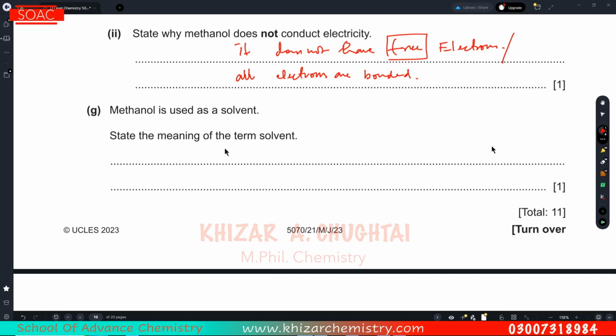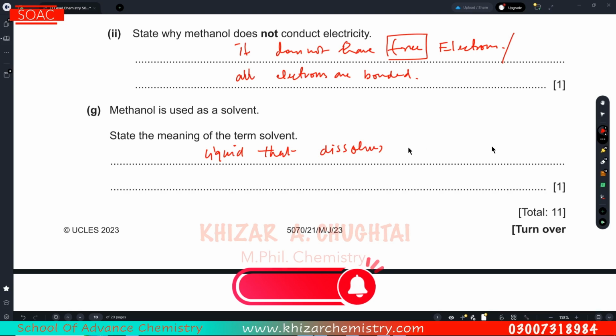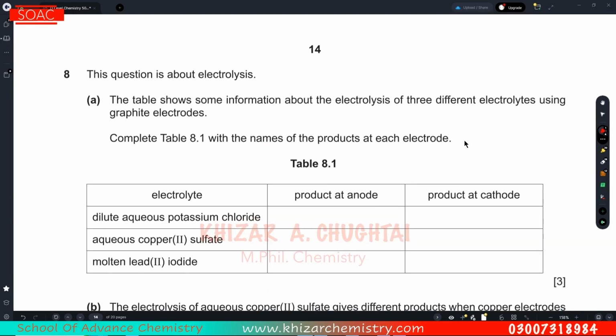Usually a liquid, it may or it may not be a liquid. In this case you can write: liquid that dissolves solutes in it is said to be a solvent.